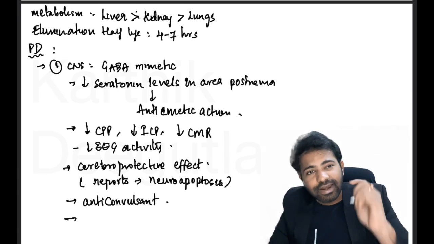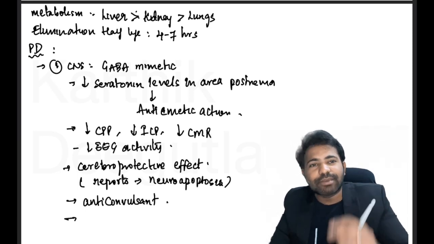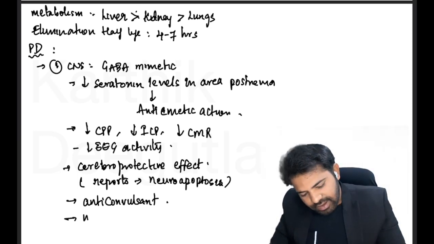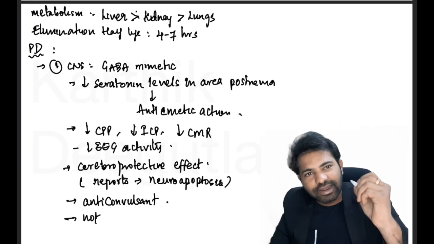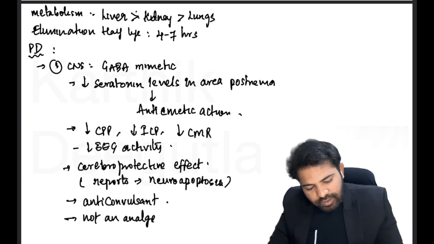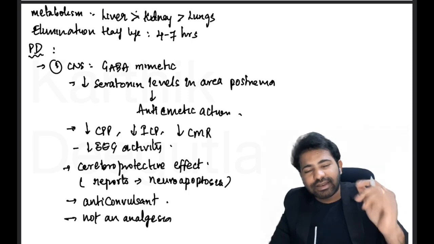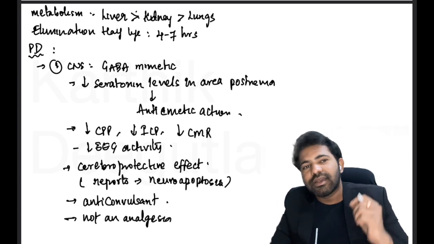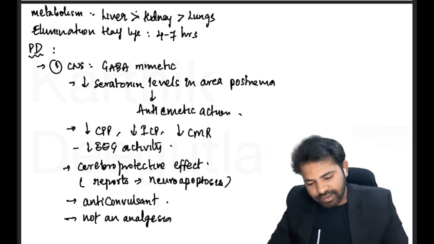But propofol is not an analgesic. It causes pain on injection, but it is not an analgesic. It is only a hypnotic induction agent, not an analgesic. What is the major source of analgesia in anesthesia? It is opioids. Opioids will give analgesia. Okay. That is about CNS. Then let's move on to the respiratory component.